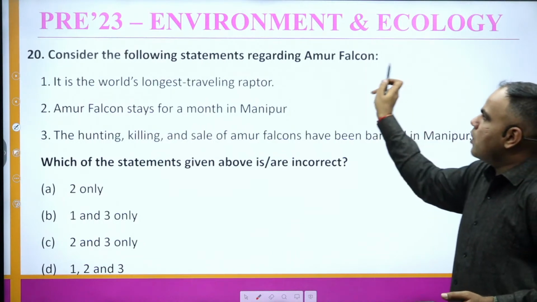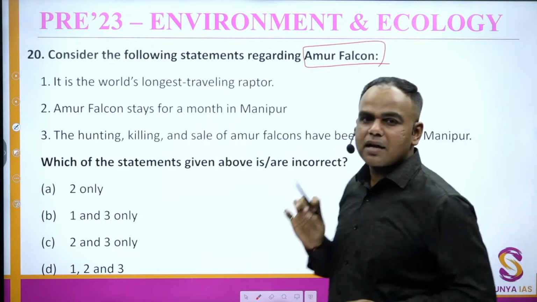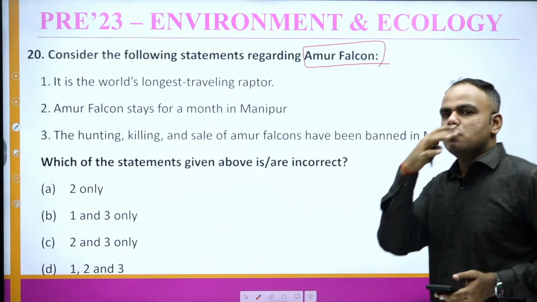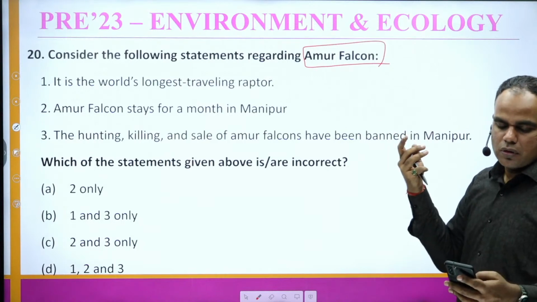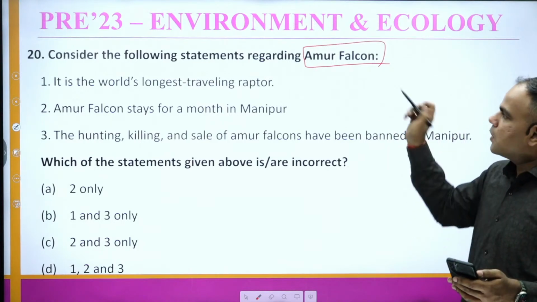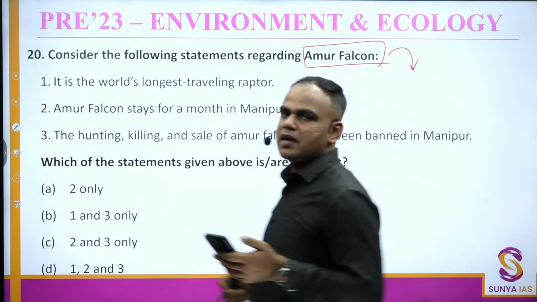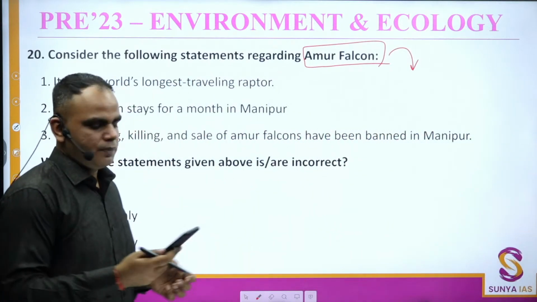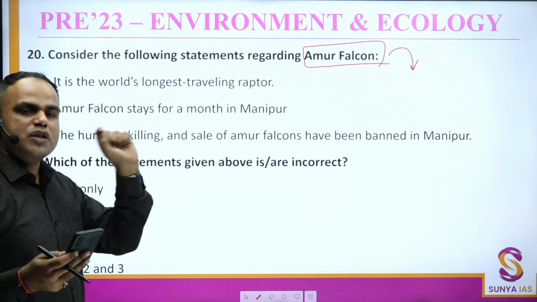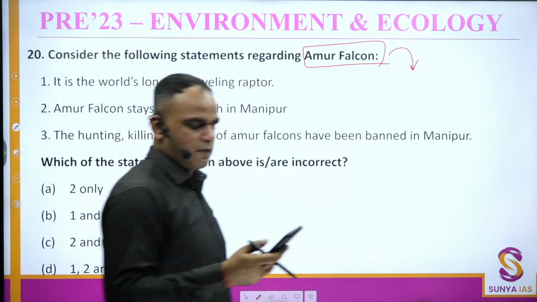By the way, if you are aware about a famous lake to which the Amur Falcon moves, then you can understand this. Can you tell me the name of the lake, a very famous lake where it basically goes to? And then you can also understand which state that is a part of.